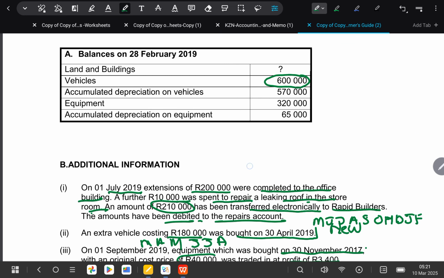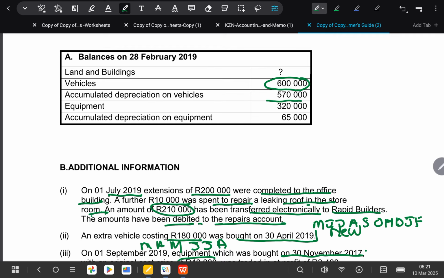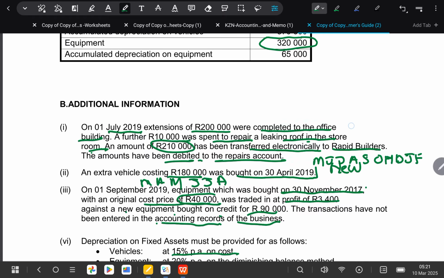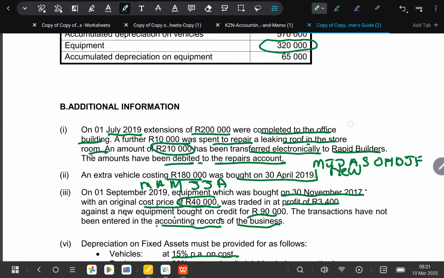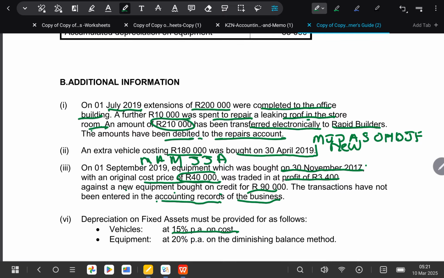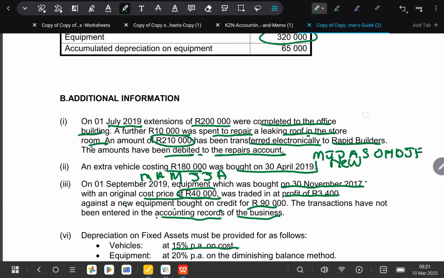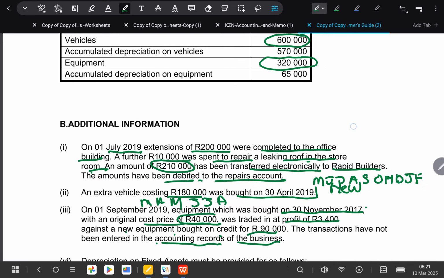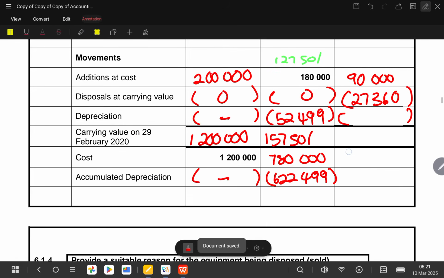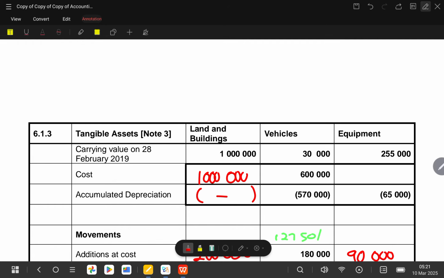So now on our information equipment, they gave us 320,000. Remember they said the part where they bought and sold was not entered in the records of the business. So it means that this 320,000 is your equipment at cost. So we'd have our 320,000 here, because to get the difference you can just check, try to use what you have here.